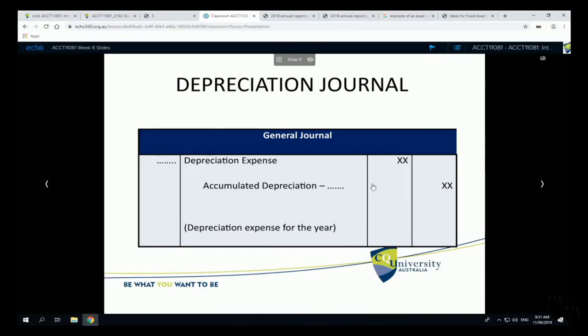It doesn't matter. The important point out of this slide is that you are crediting the balance sheet and you are debiting the income statement. Okay, we are moving that cost. We are allocating the cost to an expense in order to adhere to the matching principle. That's it. So debit, depreciation expense, credit, accumulated depreciation.